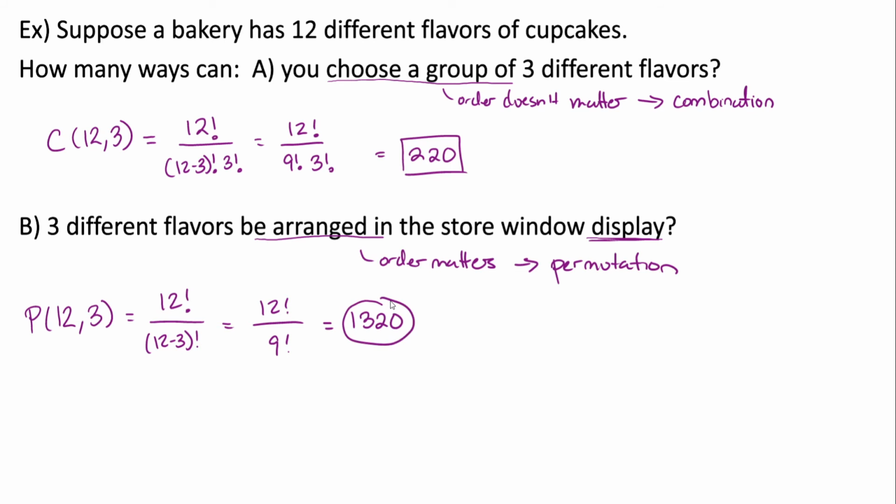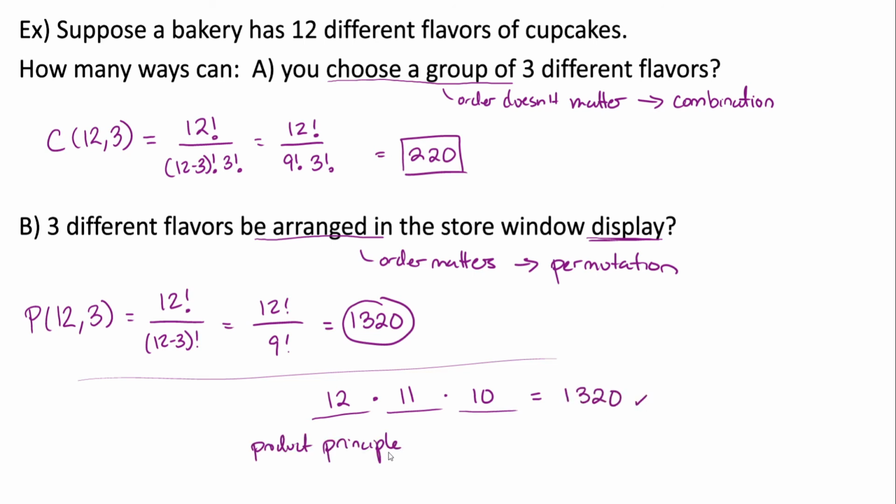Now you also could have opted to solve this using the counting principle or the product principle. So if we wanted to solve it that way, we know that we have 3 spots in the window display, and because we want to use 3 different flavors, we're not allowed to repeat flavors. So you have 12 choices for the first spot, you have 11 choices for the second, and then 10 choices for the third. And then 12 times 11 times 10 is also equal to 1,320. So you can use the product principle for permutation problems, but you can't use the product principle for combination problems.